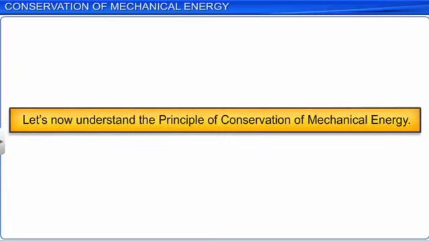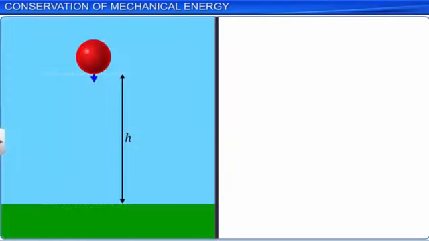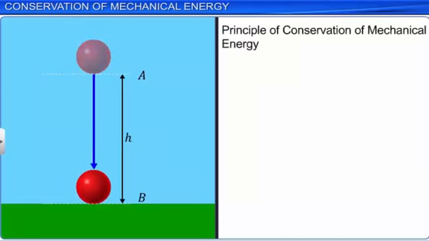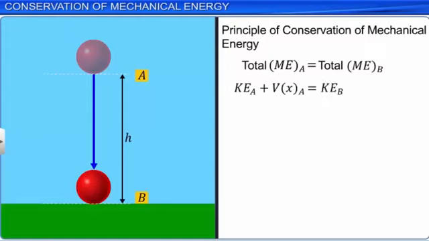Let's now understand the principle of conservation of mechanical energy. Consider any 2 points A and B in the path of a body falling freely from a certain height h. According to the principle of conservation of mechanical energy, we can say that for points A and B, the total mechanical energy is constant in the path travelled by a body under the action of a conservative force. That is, the total mechanical energy at A is equal to the total mechanical energy at B. Or KE A plus V of x for A is equal to KE B plus V of x for B. Let this be equation 5.